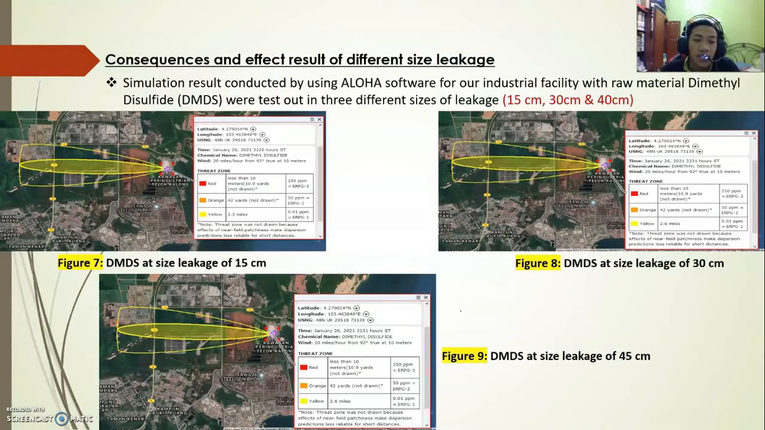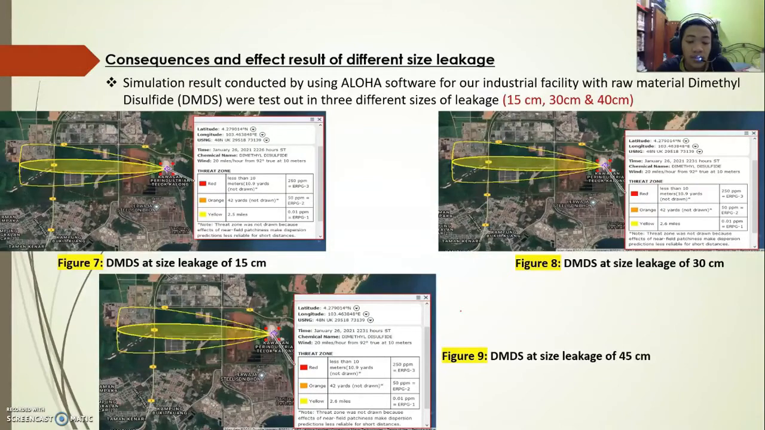The simulation results collected using ALOHA software for our industrial facility with raw material DMDS were tested in 3 different sizes of leakage: 50 cm, 30 cm, and 40 cm. The wind speed is constant at 20 miles per hour at 28 degrees. The type of tank is a vertical cylinder tank with a mass of 2,020 kg. The leak is from the whole tank, which is 35% full of its capacity. A flat homogeneous surface is assumed with no inversion height, while the humidity is 50%. The chemical escapes as a liquid and forms an evaporating puddle.